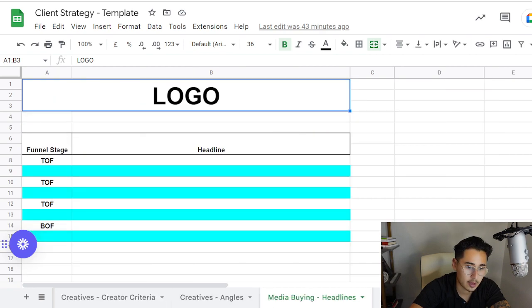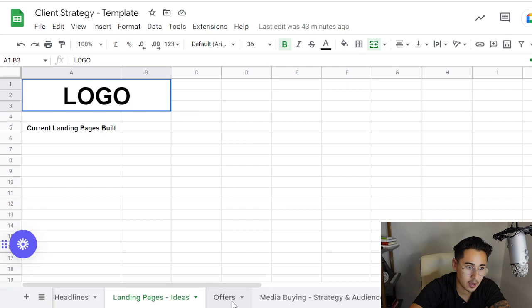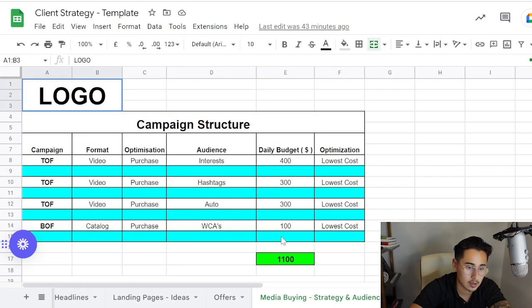Here we have another media buying segment. Here we have landing pages that we ran, offers, media buying strategy. Lastly, a bird's eye view.